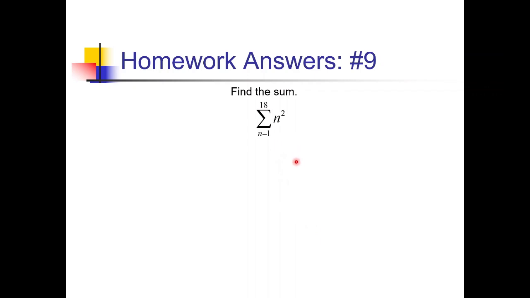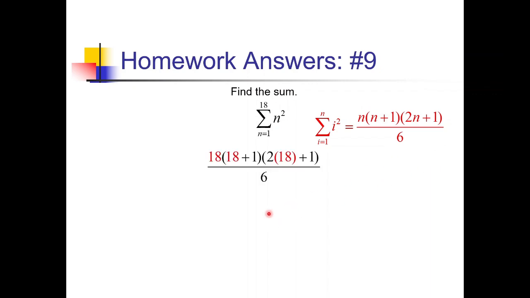For this summation, we have 1 through 18 of n squared. So although we could define f(n) as n squared and then do f(1) plus f(2) plus f(3), that would be kind of tedious with this many terms. So instead, we're going to use our shortcut formula, summation from 1 to n of i squared. Remember, that was n times n plus 1 times 2n plus 1, all over 6. In this problem, the n is our upper limit, so it's 18 in this case. So we have 18, 18 plus 1, and 2 times 18 plus 1, all over 6.